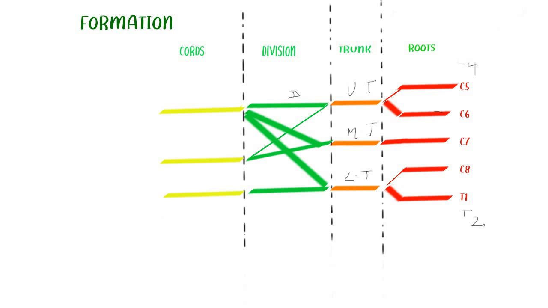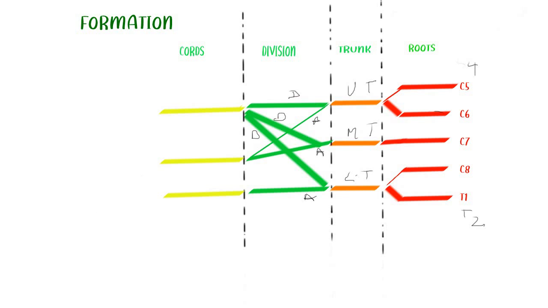These over here are the dorsal divisions, and these are the anterior divisions. These divisions lie behind the clavicle, and therefore they are also referred to as the retroclavicular part of the brachial plexus. Now let's see the formation of cords from which the main nerves of the brachial plexus are then going to arise.